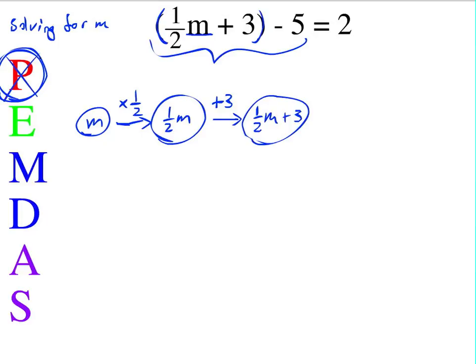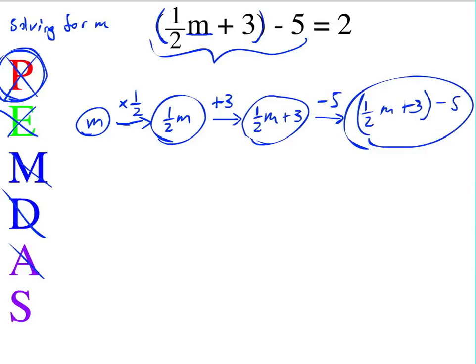Alright, so we're done with the parentheses. And we don't have exponents, no multiplication or division outside the parentheses. And actually we just have one more operation, which is subtraction. So now we have our whole expression, 1/2 m plus 3 minus 5. Okay, so all of this is equal to 2. We're done with our flowchart, and now we're ready for step 3. We're going to find the inverse operations for each arrow, and we're going to start the undoing method.